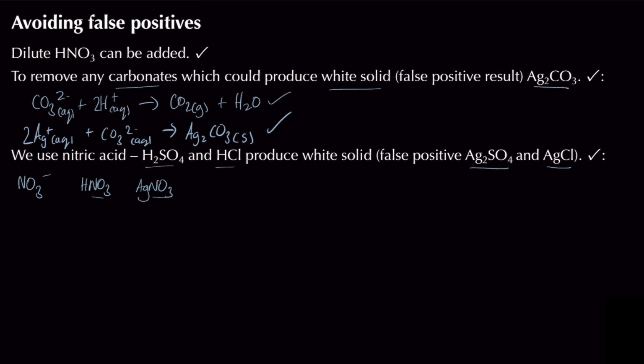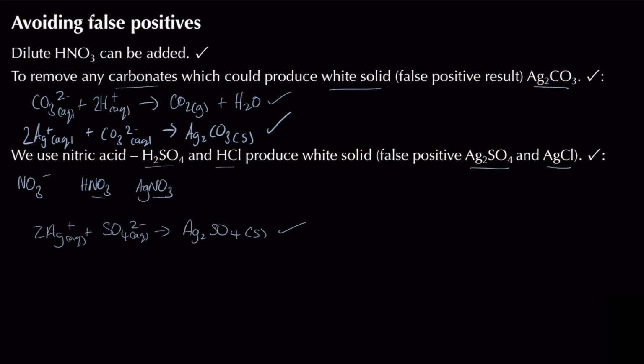But let's say we did use something like sulfuric acid. We would end up with two lots of silver ions, and they would react with our sulfate ions, and what we end up producing is silver sulfate. Again, I need some state symbols here, so I've got solid there, and then aqueous here, and aqueous here as well. So it's another precipitation reaction, but not one that we want to happen.